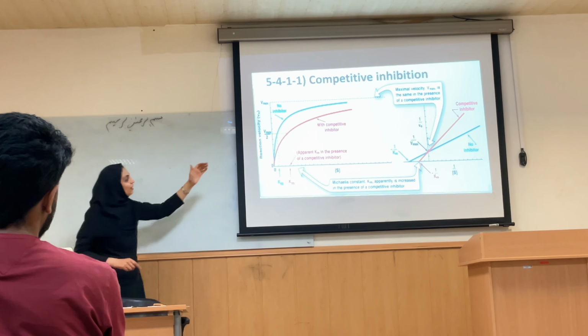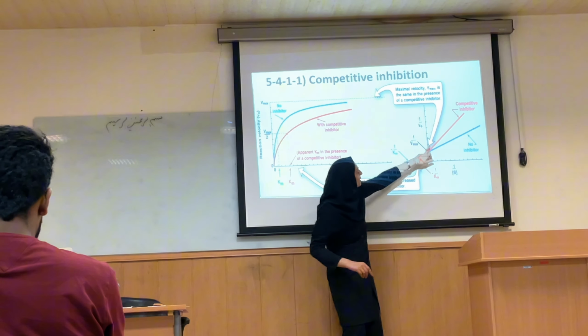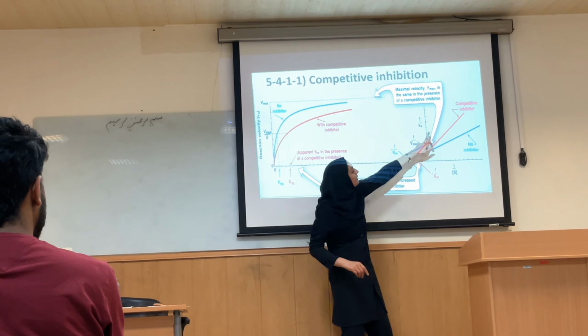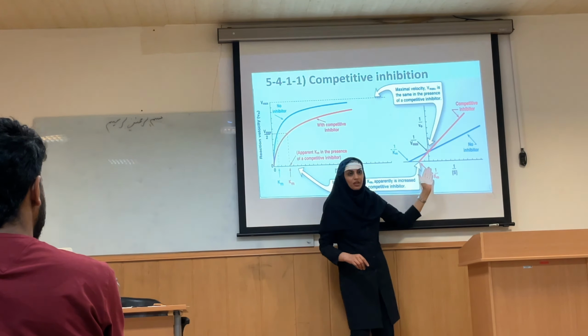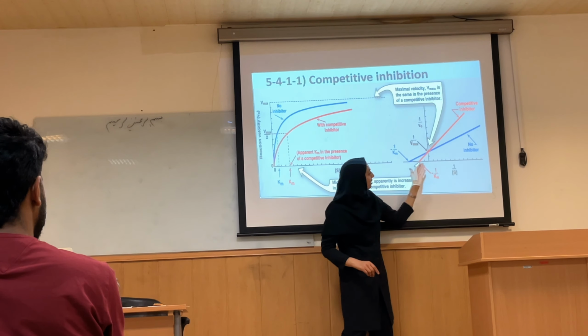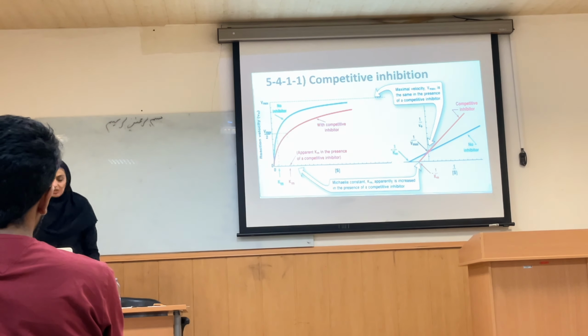Another thing, in the Lineweaver-Burk plot, you can see that the y-intercept is constant, but in competitive inhibition, the Km increases. It is -1/Km that is increased again. It was about competitive inhibition.